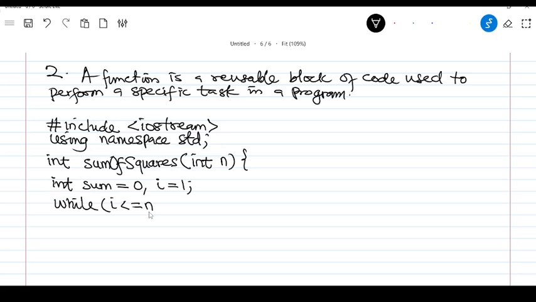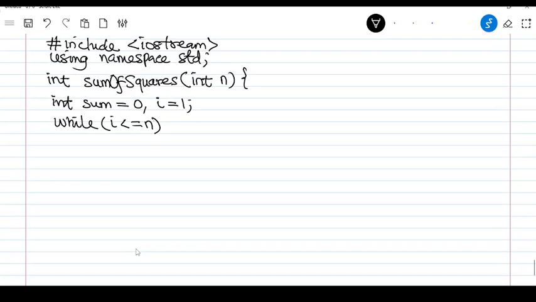So while the counter variable is less than or equal to the number the user enters, we're going to do an iteration here of adding to the sum whatever we have squared with i. So while i is less than or equal to n, we're going to say sum is equal to sum plus i times i. So we multiply i by itself, and we add it to the value of sum.